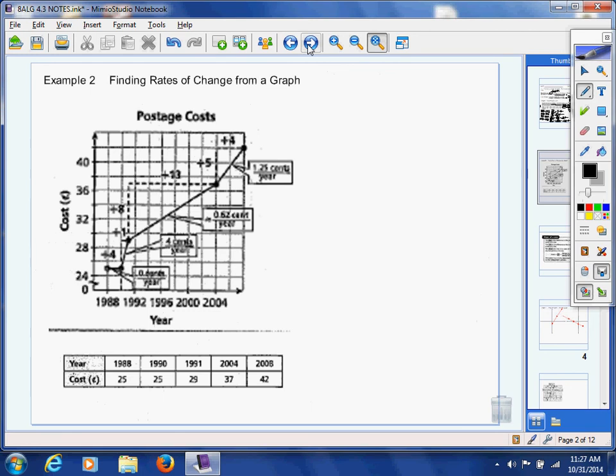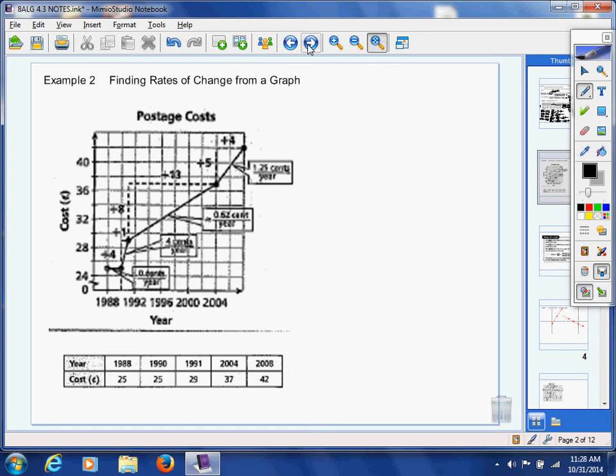Your book really, I don't know what they were doing. They put a lot of stuff on this page. Example 2 is related to example 1. And what I wanted to show you was from a graph. If you were given a graph, you could always tell which segment has the greatest change. You could always tell from a graph. And I wanted to show you very simply how to do that.